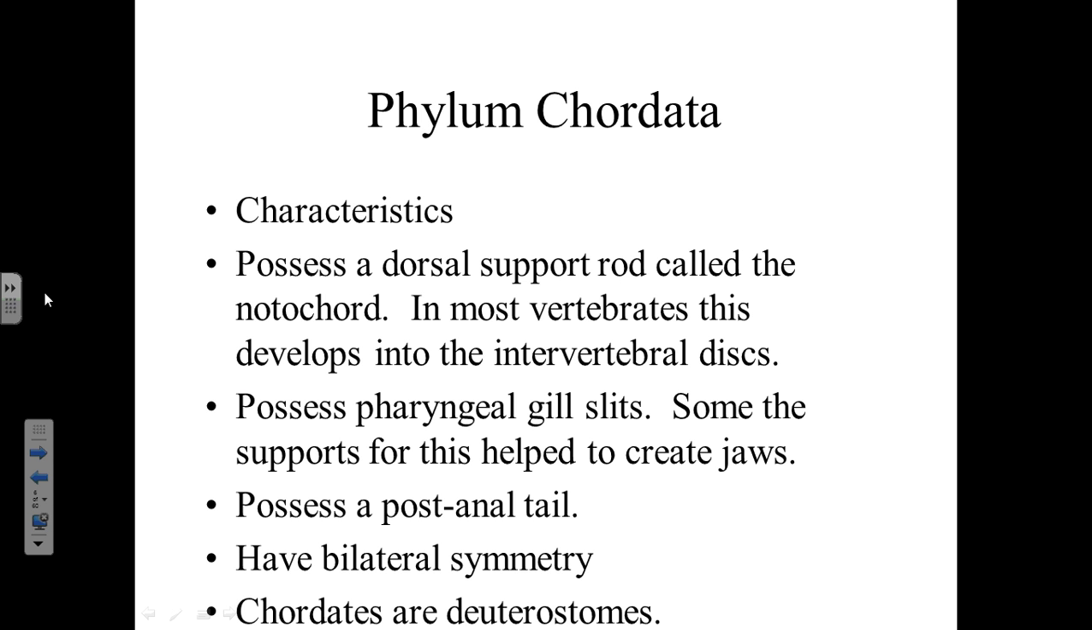And the chordates are the deuterostomes. Chordates and echinoderms are deuterostomes, and that means that the blastopore, that first opening into our ball of cells, becomes the anus. And we also have what's called indeterminate cleavage, which means our cells divide several times before they are differentiated. So they remain stem cells for a pretty long time during embryonic development.